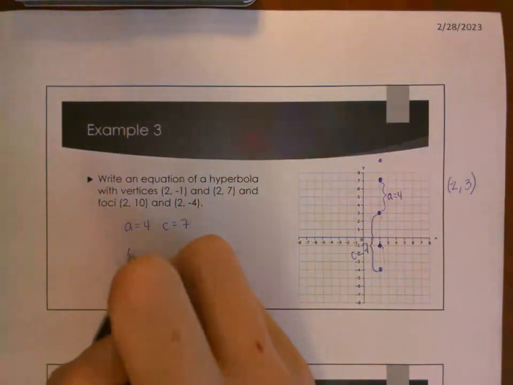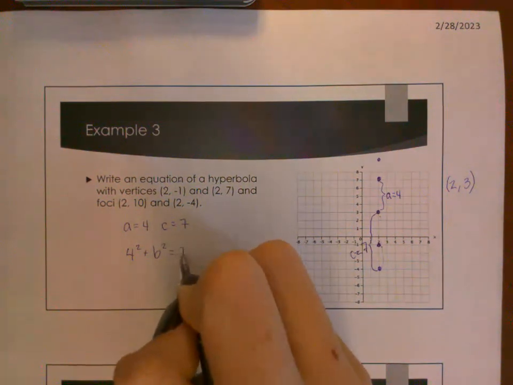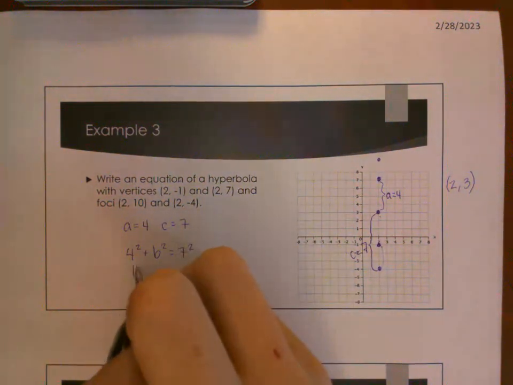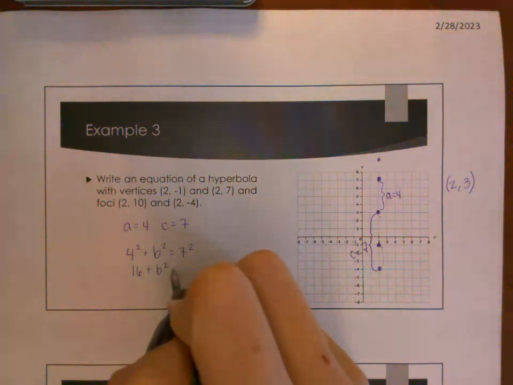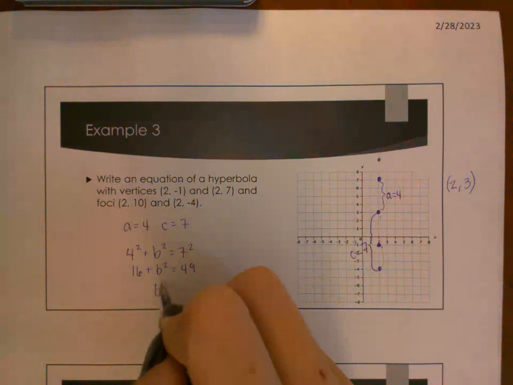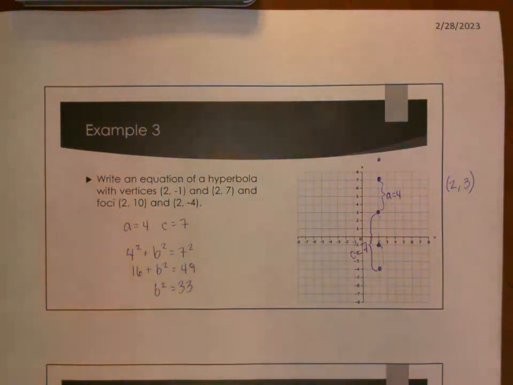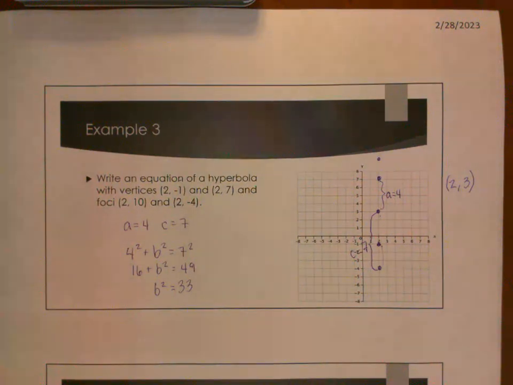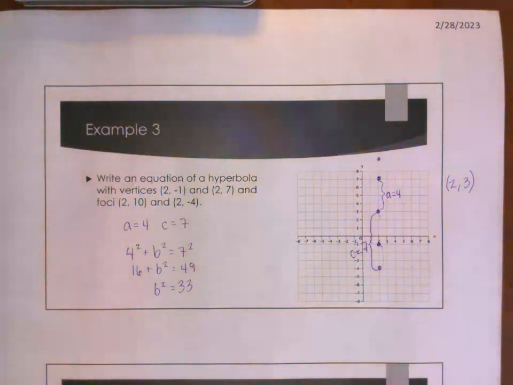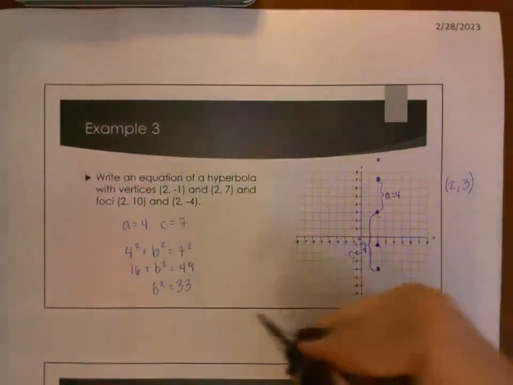So I'm going to have 4 squared plus B squared equals 7 squared. That's going to give me 16 plus B squared equals 49. I'm going to subtract 16, and that means that B squared would equal 33. Now, I could take the square root of that, but because the equation of a hyperbola is something over B squared, then I don't need to take the square root. I already know what B squared is. B squared equals 33.